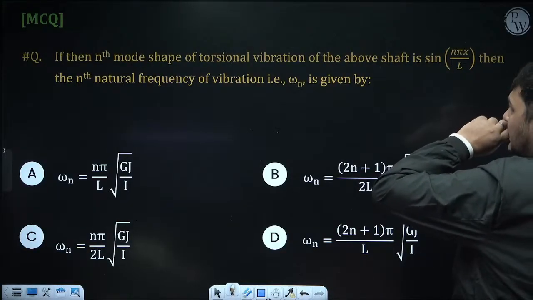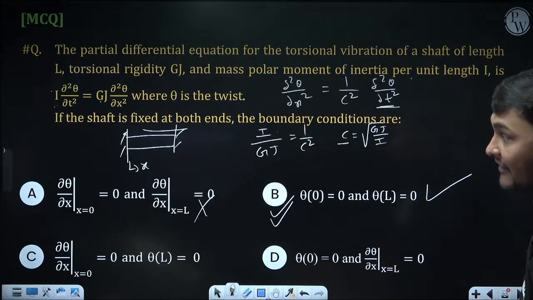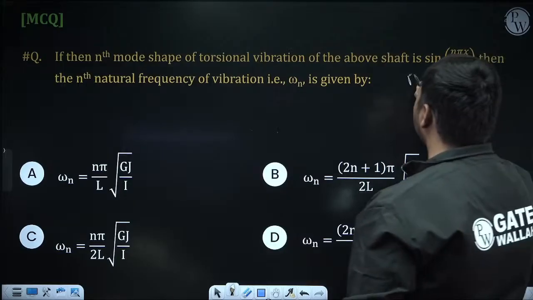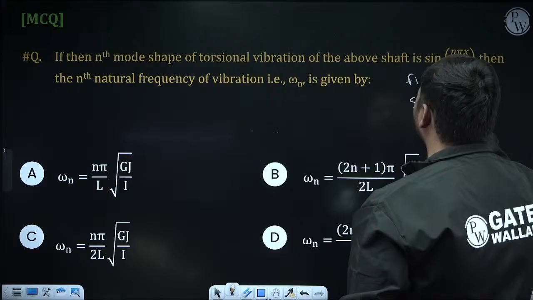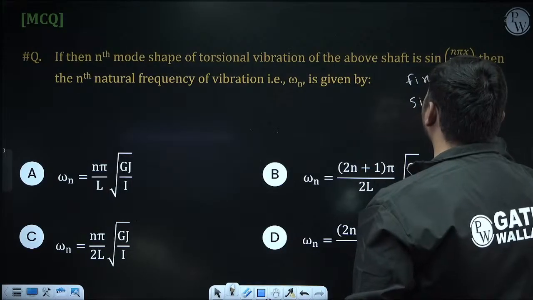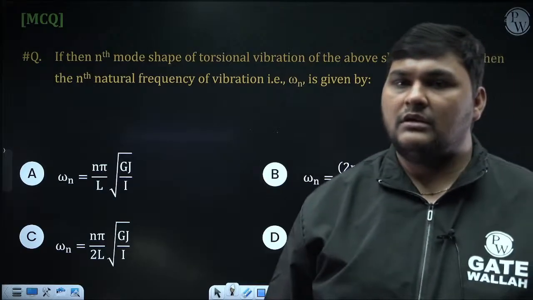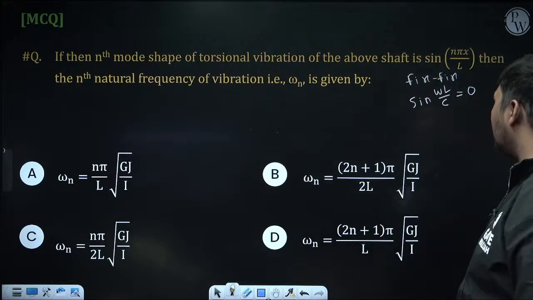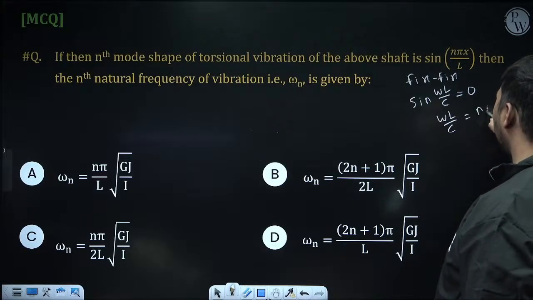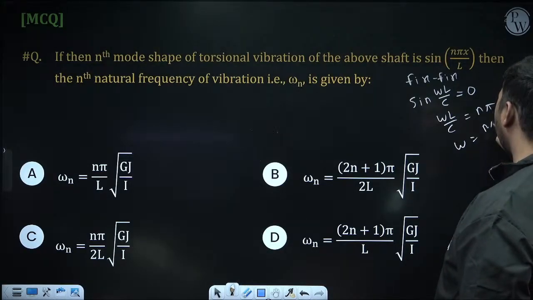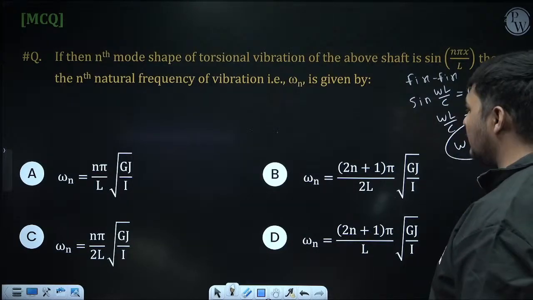what I am trying to say. See, simply the examiner is asking for the nth natural frequency. Here, both ends of the shaft are fixed, which means it is a fixed connection. And we know for a fixed connection, the frequency equation comes like this: sine omega L by C equal to 0. Sine omega L by C equal to 0. Yes. Okay, so omega L by C will be equal to n pi. So omega will be n pi C by L. So it is the frequency of the nth mode.